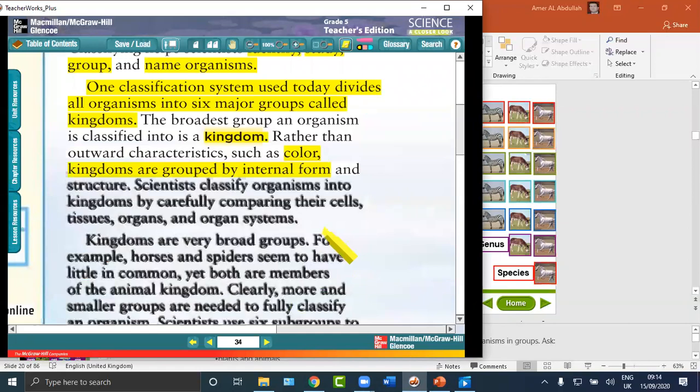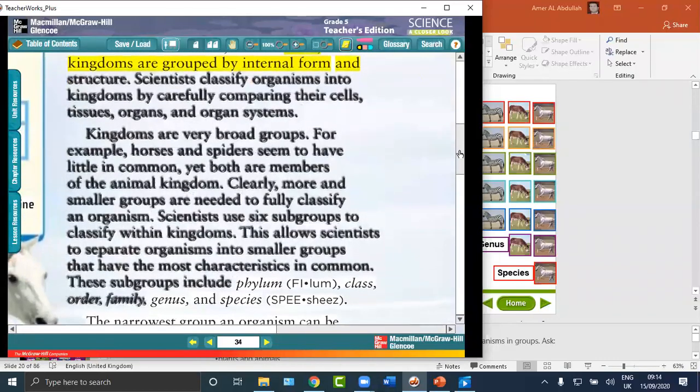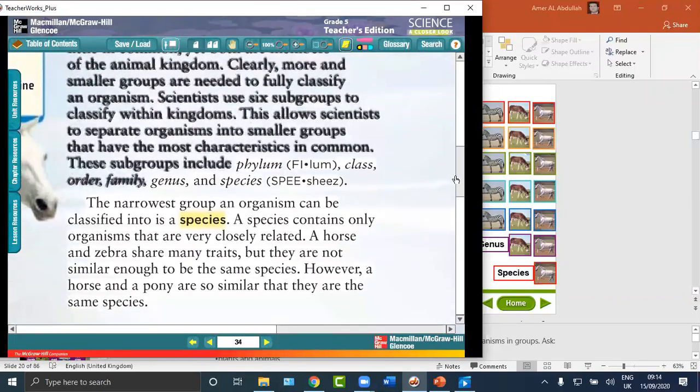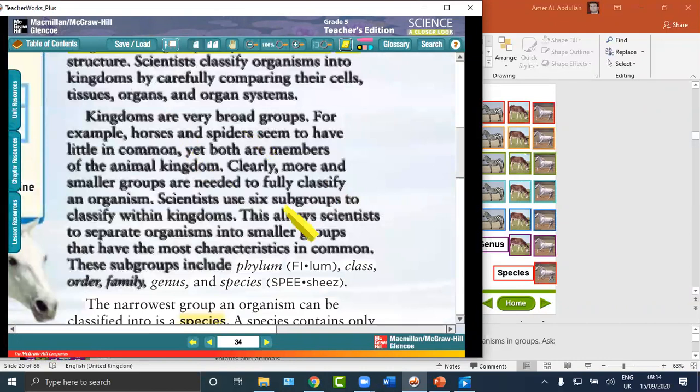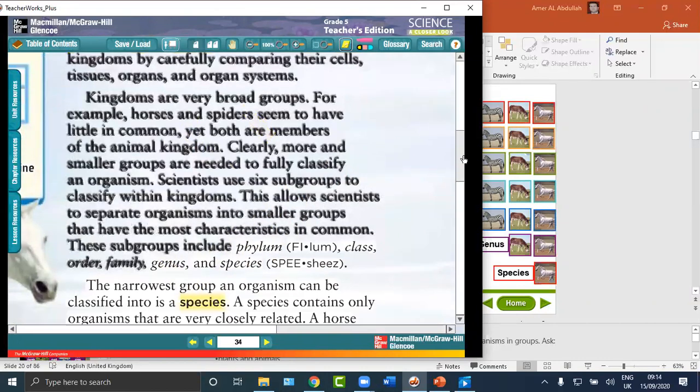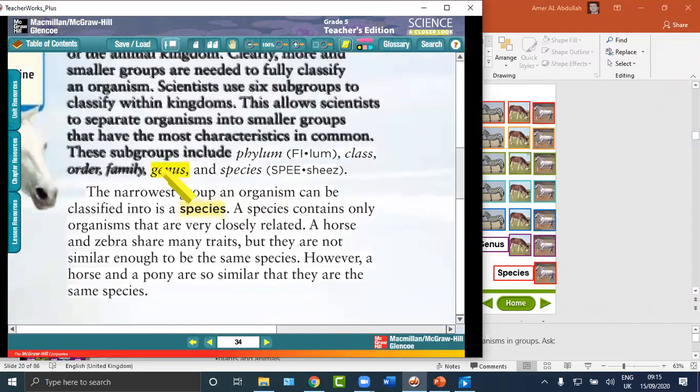Yes, continue. Rather than outward characteristics, such as color, kingdoms are grouped by internal form and structure. Scientists classify by genus and species. Okay, thank you.